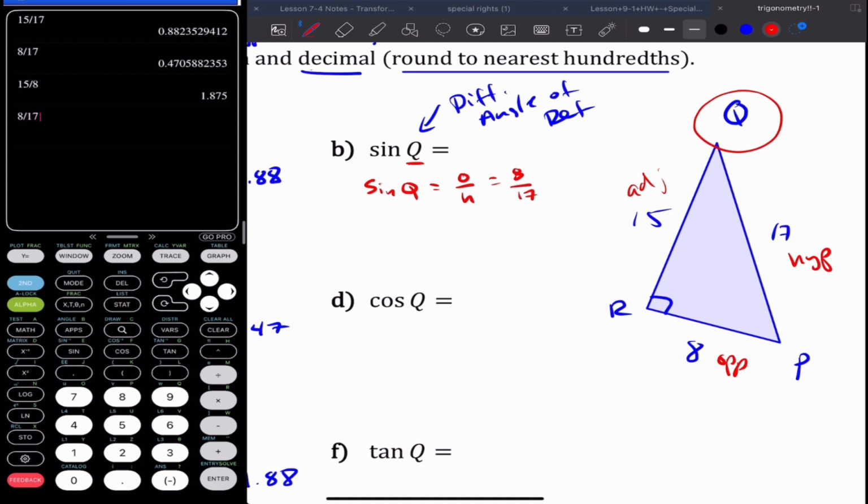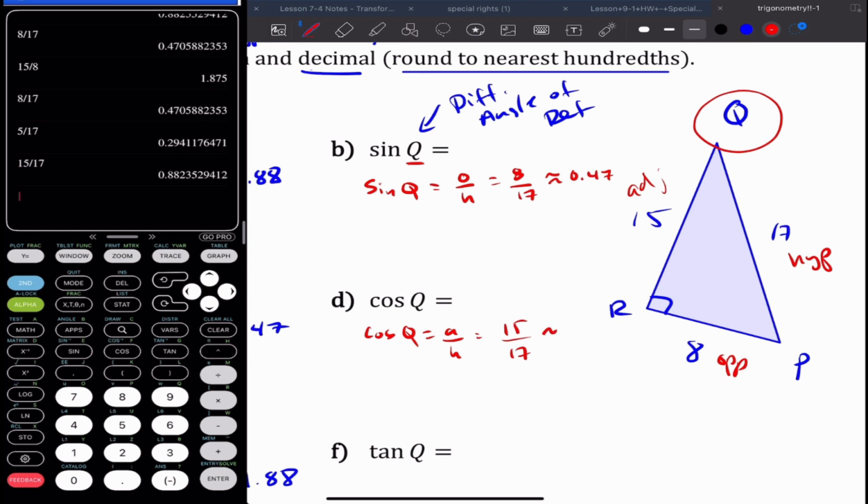So 8 divided by 17 is approximately 0.47. And then cosine of Q, that's adjacent over hypotenuse. Your adjacent side is 15, and your hypotenuse is 17. So 15 divided by 17 is approximately 0.88.